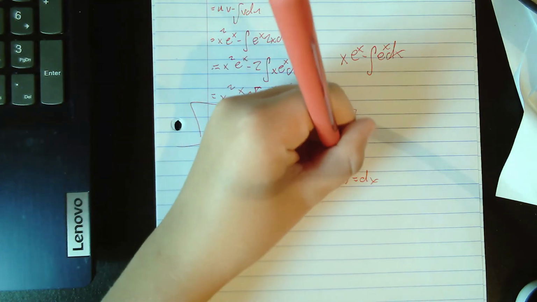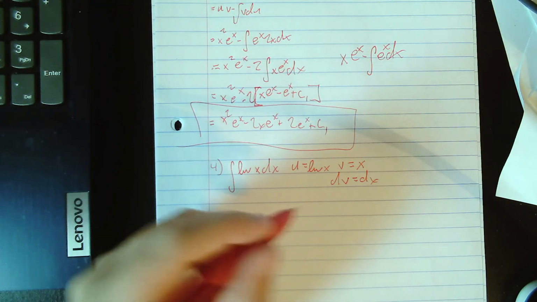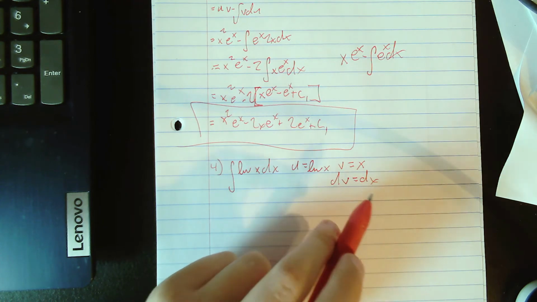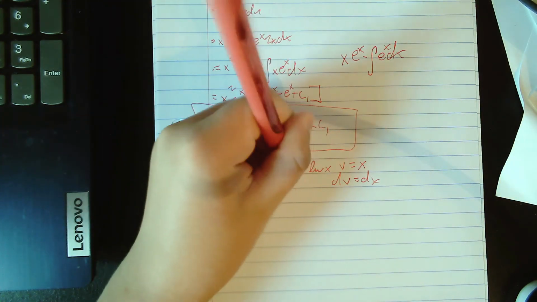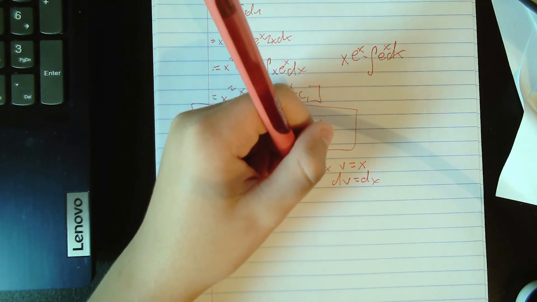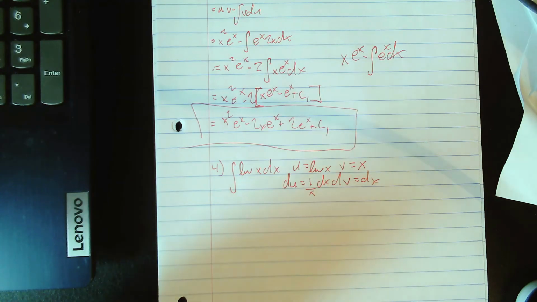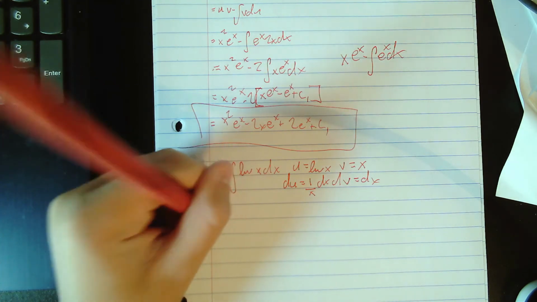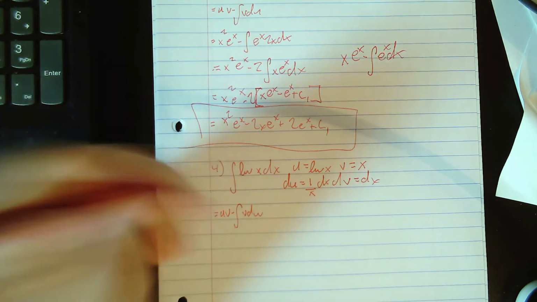So I'm going to do v first. So v is just going to be x, okay? Because integrating dx gives x in this case. Now, the other way, du, the derivative of the natural log, we can actually rewrite as 1 over x dx. Pretty cool. So, again, we're going to write our uv minus the integral of v du.